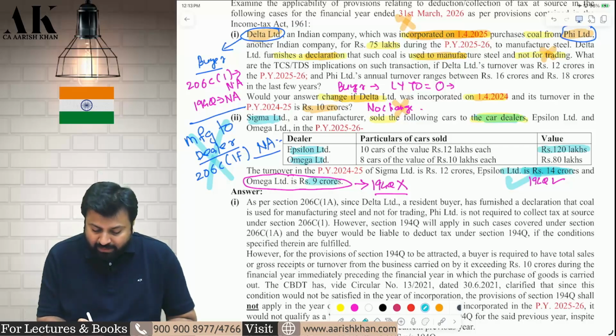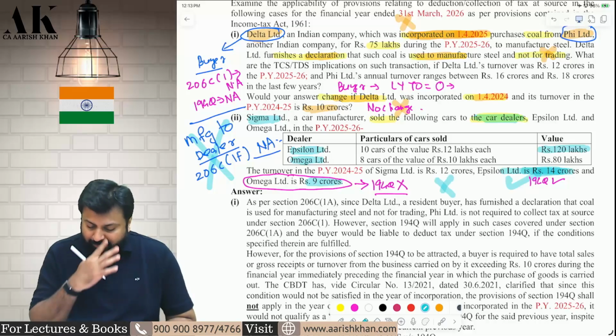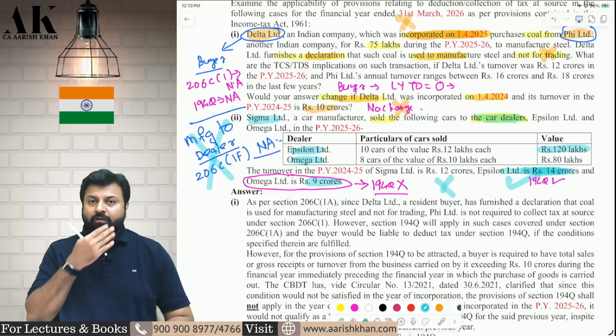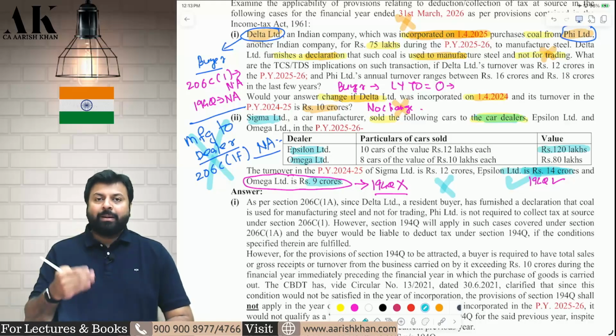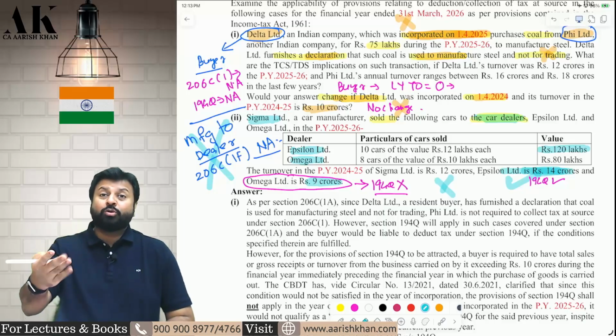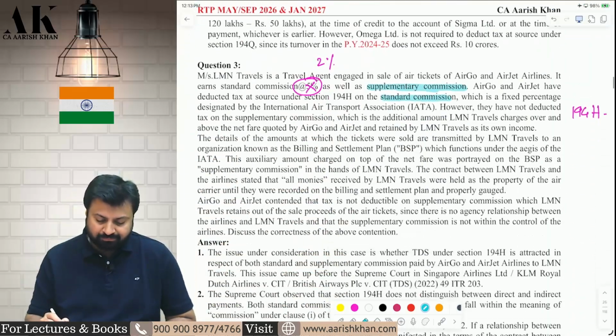But Omega's last year turnover is only 9 crore. Therefore, Omega will not be liable to deduct TDS also. So, in case of Omega, neither TCS nor TDS will apply. But in case of Epsilon, TDS will be applicable on Epsilon. TCS will not be applicable because the cars are sold by manufacturer to dealers. I hope it is clear to all of you.